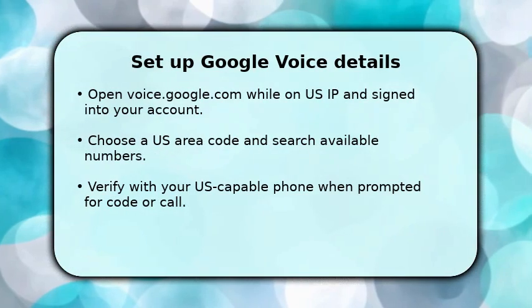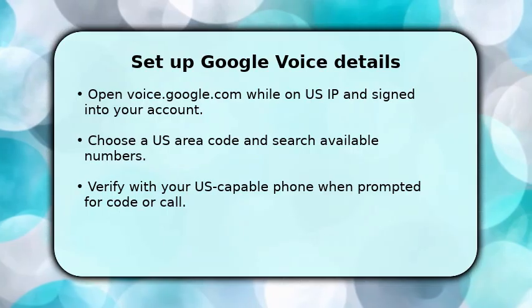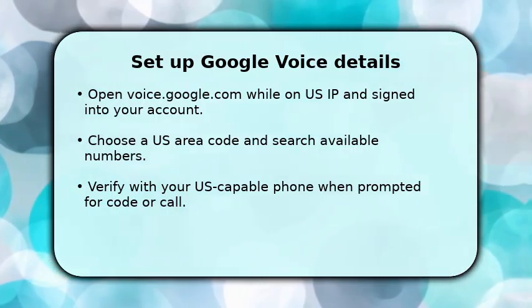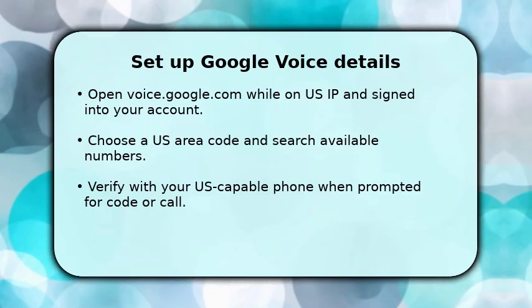With your US IP active and signed in, navigate to Google Voice and select Get a Voice Number. Pick an area code that fits your use. Smaller metro codes usually have more availability.